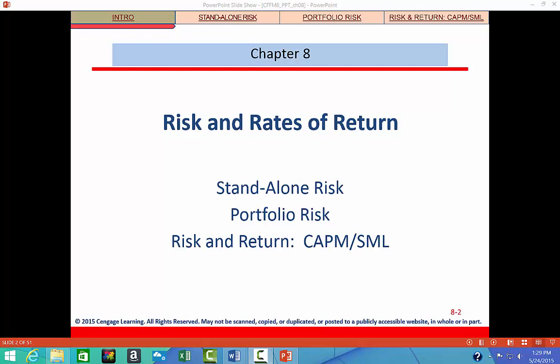rate of return. We'll also discuss how changes in the general stock and bond markets could lead to changes in the required rate of return on a firm's stock. And then finally, we'll discuss how changes in a firm's operations might lead to changes in the required rate of return on the firm's stock.